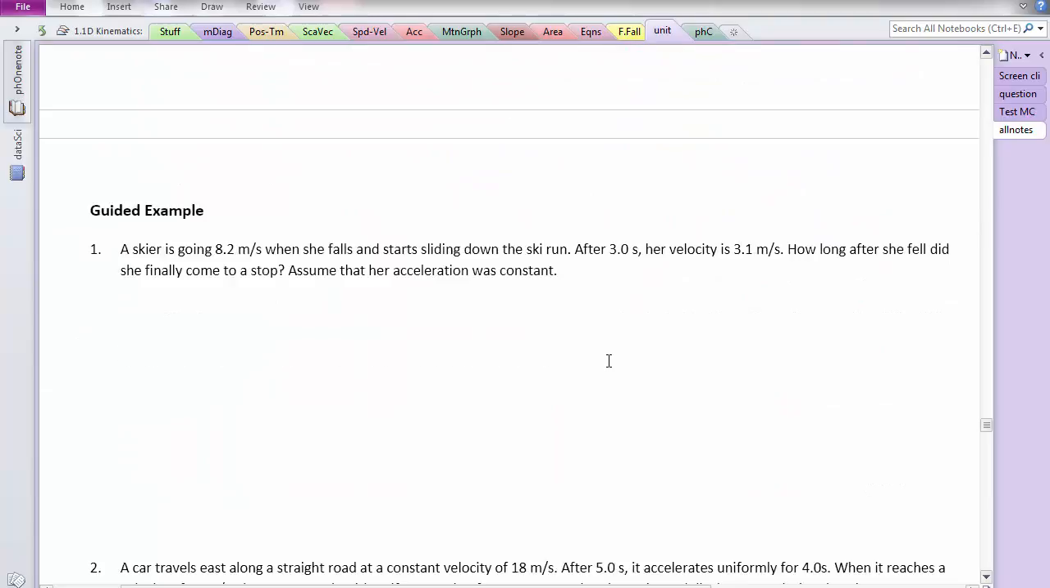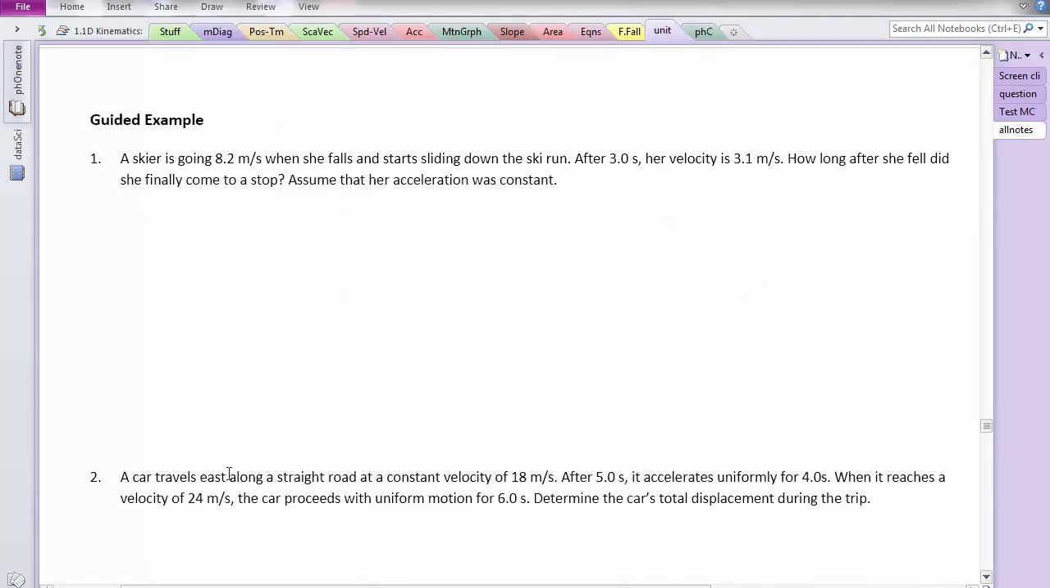Let's start with the first example. A skier is going at 8.2 meters per second when she falls and starts skidding down the ski run. After 3 seconds, her velocity is 3.1 meters per second. How long after she fell did she finally come to a stop? Assume that her acceleration was constant.